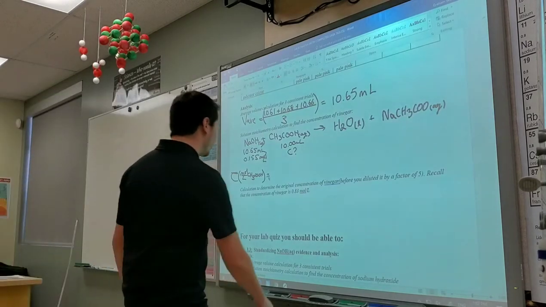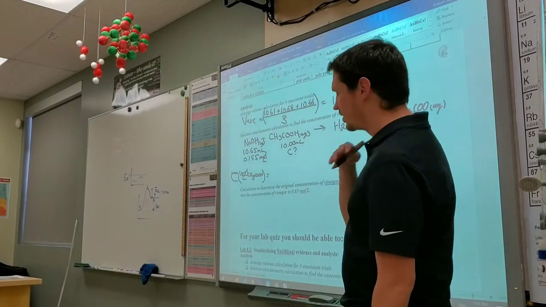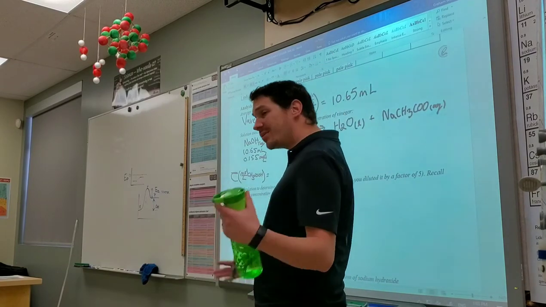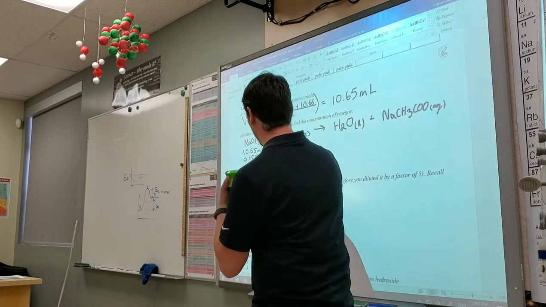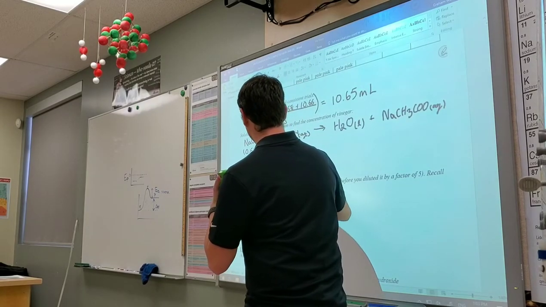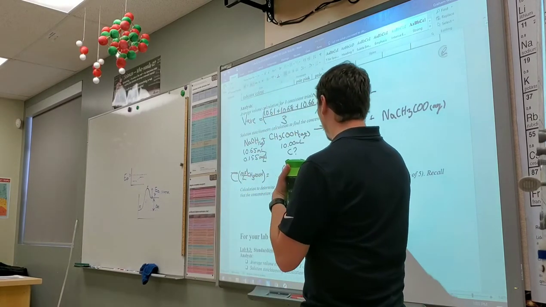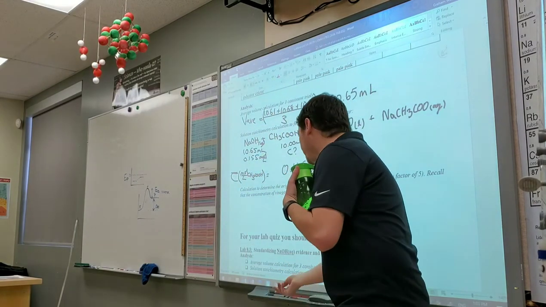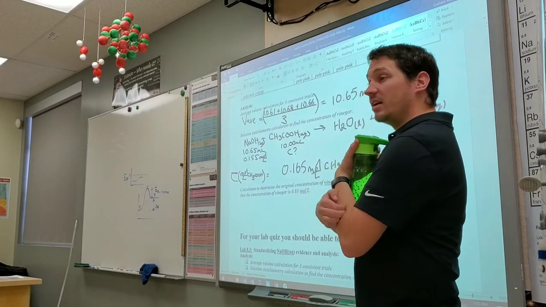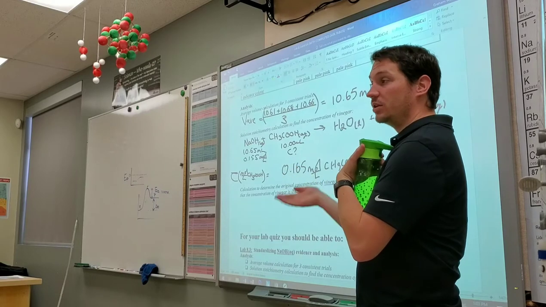So I'm not going to show you the work. This is the exact same thing as the last example in our titration notes package. But somebody tell me what was the concentration? 0.165 moles per liter of CH3COOH.